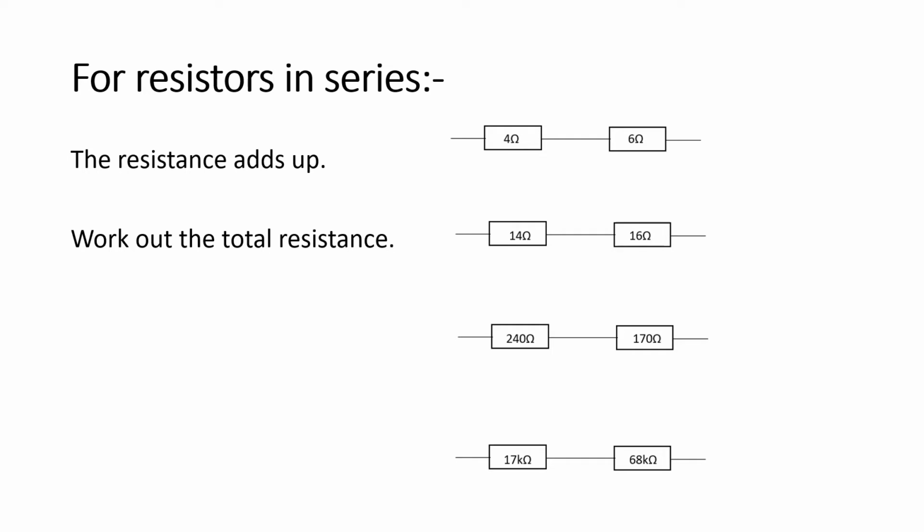Try these examples. So for the top one, you have 4 ohms and 6 ohms. This gives you 10 ohms. The second one is 14 ohms and 16 ohms. This gives you 30 ohms. The third one down is 240 ohms and 170 ohms. This gives you 410 ohms. Notice in the last one that it's 17 kilo ohms and 68 kilo ohms. So this one gives you 85 kilo ohms.